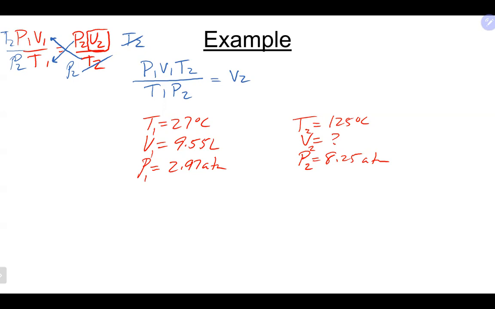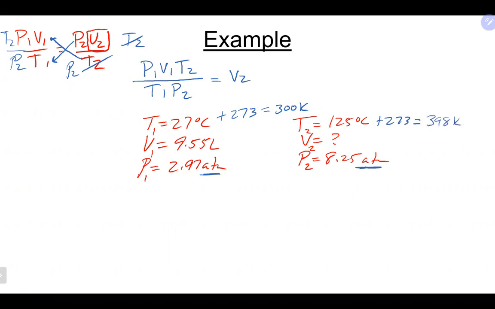Now, we do need to do a couple of things here. Pressure on both sides are good. They're both the same unit, so that's okay. As usual, our temperature needs a little work, so we're going to add 273 on that, and that should give us 300 Kelvin. We're also going to add 273 to this temperature here, which gets us 398 Kelvin.